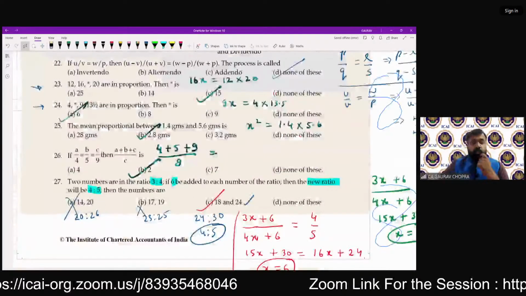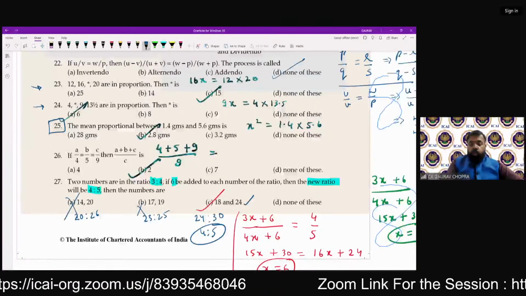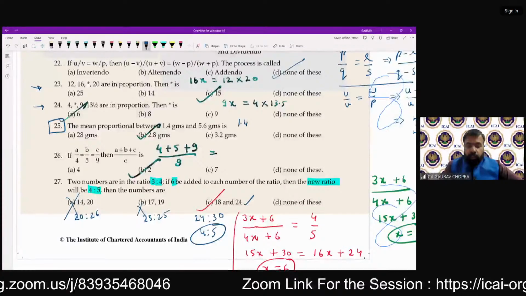One more repetitive question I want to tell you about is the mean proportional. Mean proportional means the middle value. So you have to calculate the middle value. Let's take question 25 and I will explain it once, it is a small point. Mean proportion means calculating the middle value. So the first term is 1.4, the middle value is x, and the third term is 5.6. Since there are three terms, what will your formula be? b square is equal to ac. So therefore x square is equal to 1.4 multiplied by 5.6, and then you can get your answer. So from this your answer will come as 2.8.